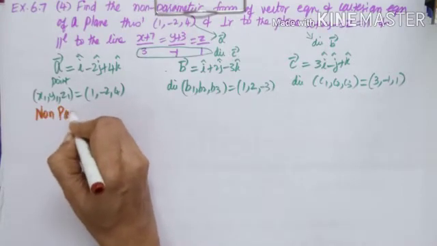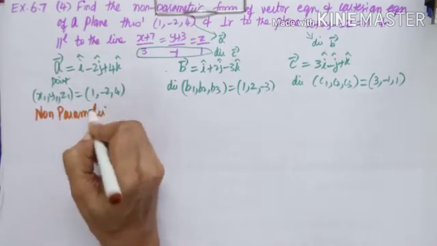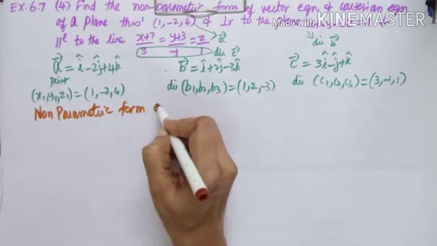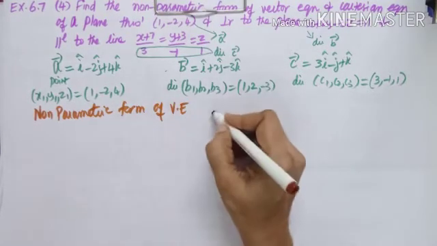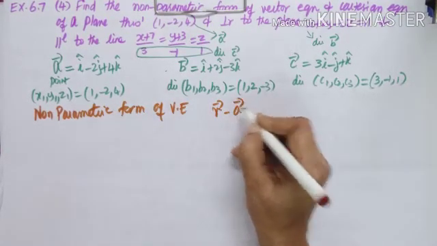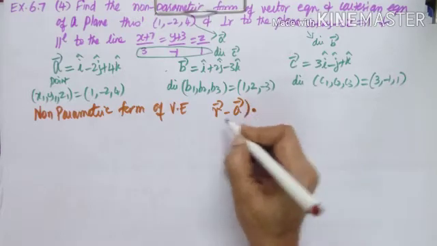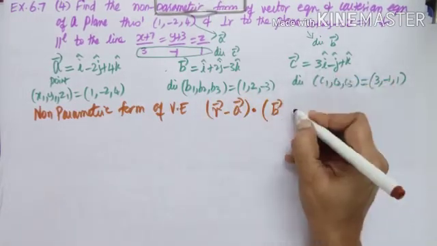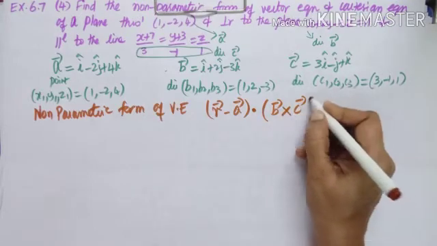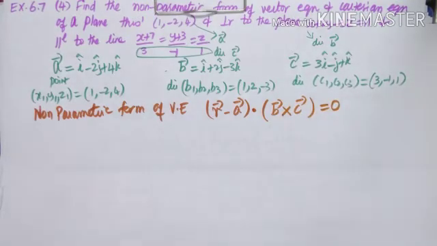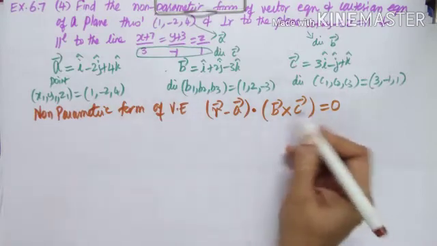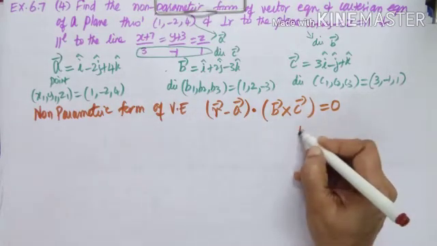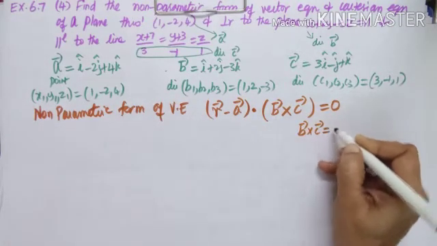Non-parametric form of vector equation. We write it as (r minus a vector) dot (direction b cross direction c) equals 0. So we get b cross c. I have to find out what is b cross c vector?